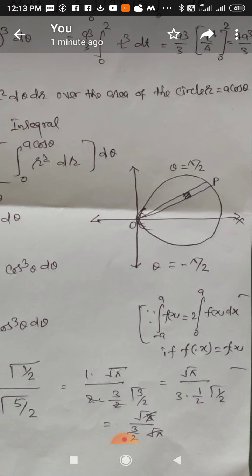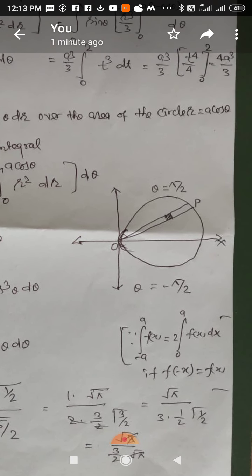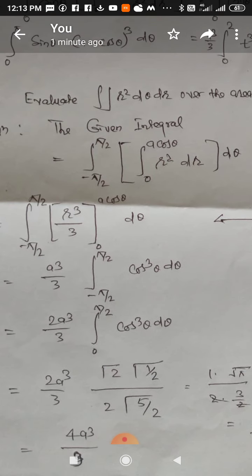Here, if any function has limit minus a to a, f(x) dx, it will be 2 times the integral 0 to a of f(x) dx, if the function is even, which means f(minus x) is equal to f(x). So the cos function is an even function. So the limit changing from minus pi by 2 to pi by 2 becomes 0 to pi by 2, and double the magnitude of this function.